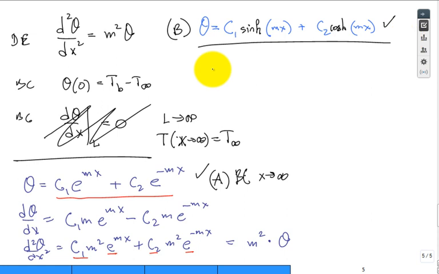Okay, let's go ahead and solve it. If that's the form of the solution that we want to work with, and this I'm just going to say is theta naught for simplicity. Theta at x equal to 0 is theta naught, or theta base, I should say. Theta b. Okay. Use this boundary condition to determine C1.